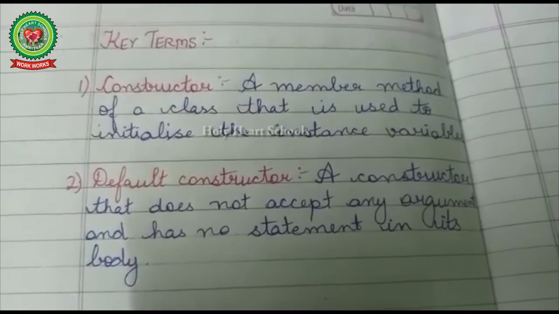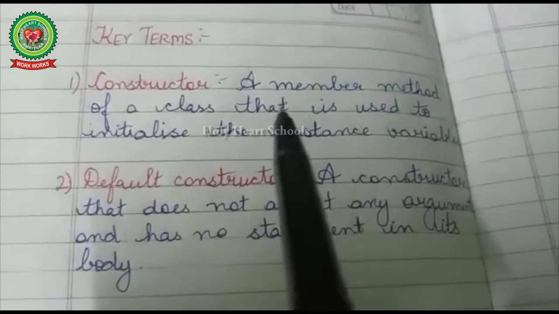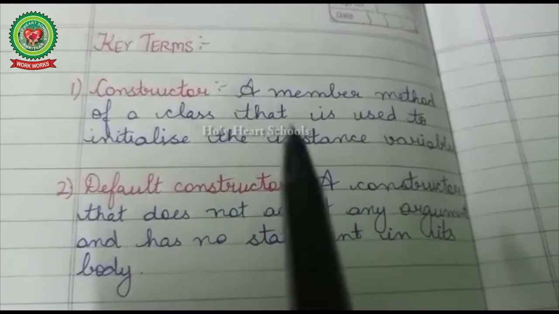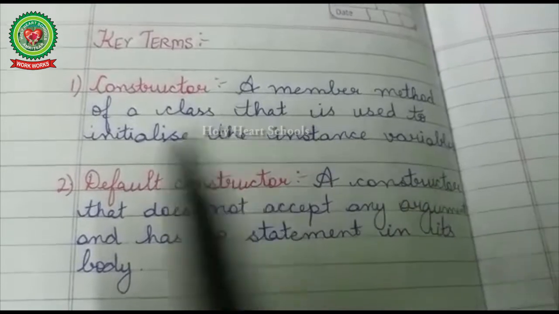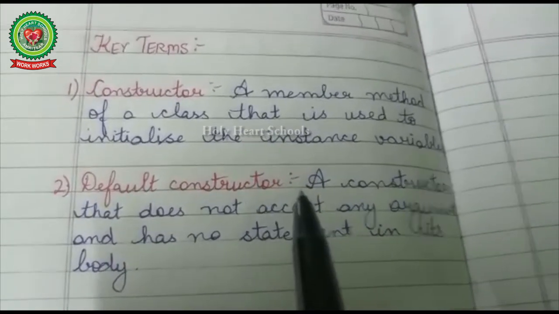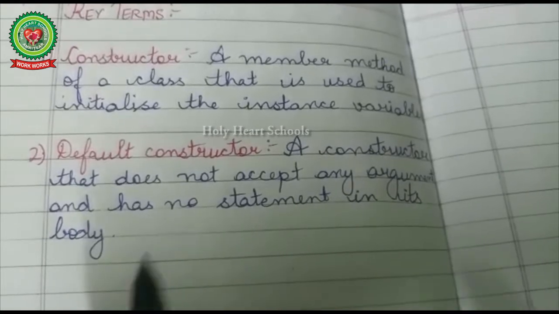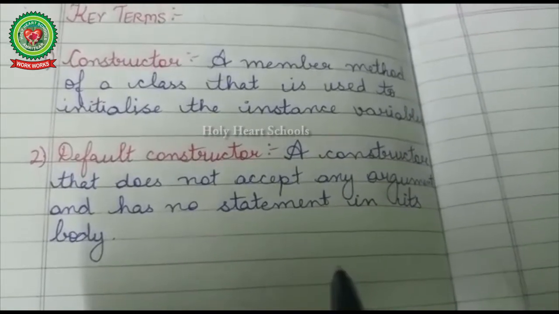Let's discuss the related key terms. Number 1, constructor: a member method of a class that is used to initialize the instance variables. Number 2, default constructor: a constructor that does not accept any argument and has no statements in its body.